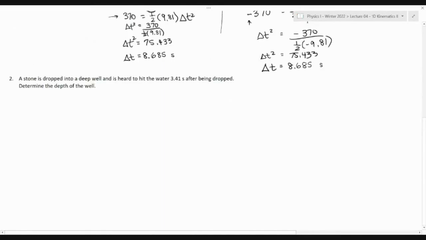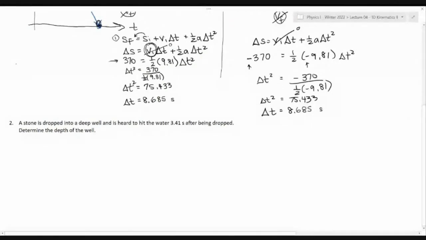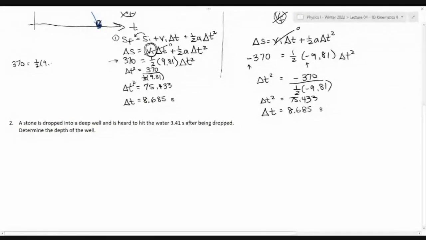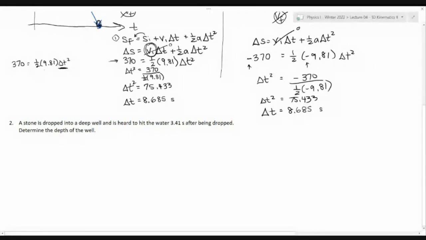Wasn't the 370 supposed to be on the bottom? I don't get how it's on the top. Okay, let me do it on the side here. I have 370 equals 1/2 times 9.81 delta t squared. So I'm trying to solve for delta t squared, right? Eventually I just want delta t. So that means I want to get rid of the 1/2 and the 9.81 so that it will cancel out.